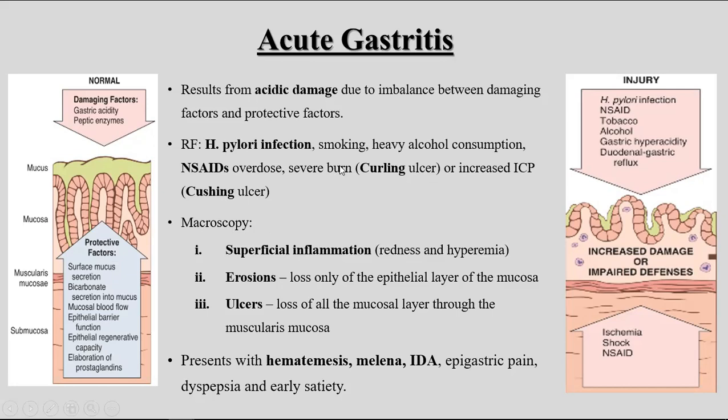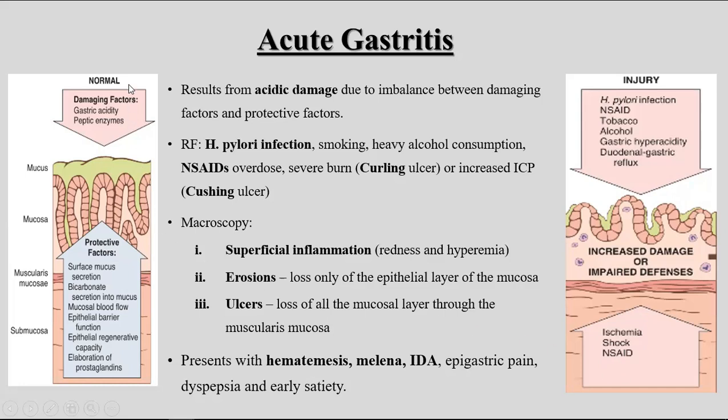Because this is an acute gastritis, you can either have only superficial inflammation, which is just going to present with redness and hyperemia. You could have erosions, like I said, that's just loss of the epithelial layer. Whereas if it goes deeper, then you can actually have ulcers that go all the way through the muscularis mucosa as well. And in most cases, the presentation is going to be basically similar. So you're going to have hematemesis, melena, IDA, epigastric pain, dyspepsia, early satiety.